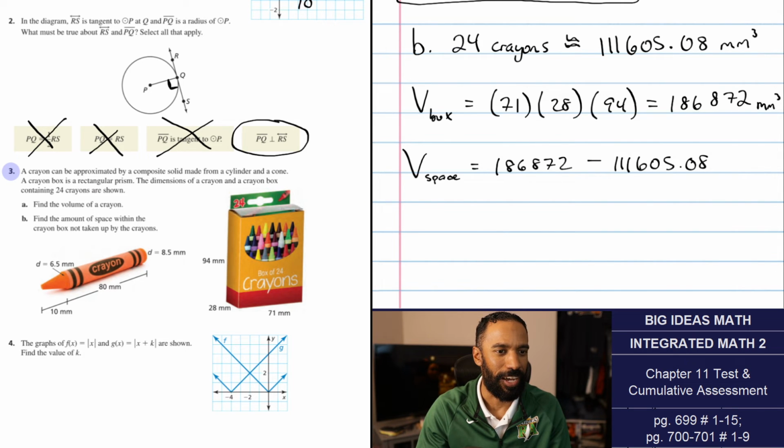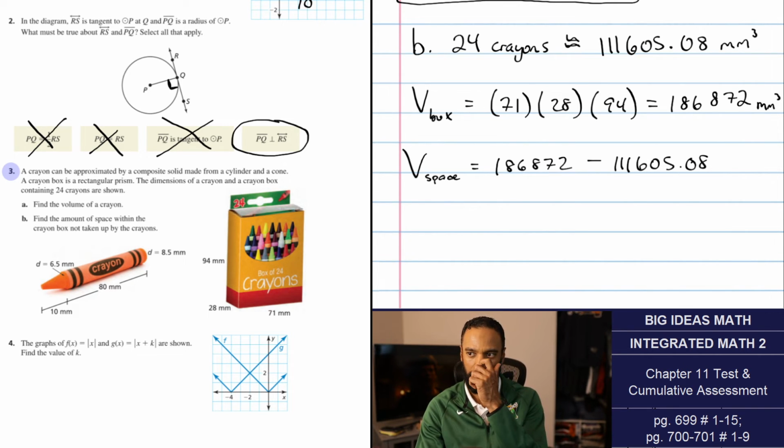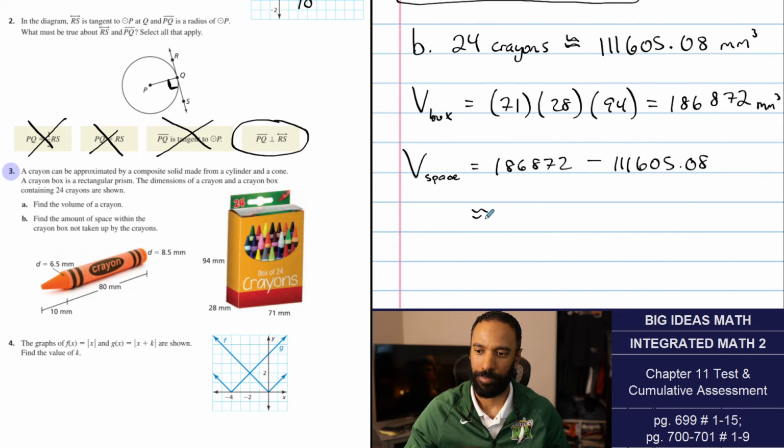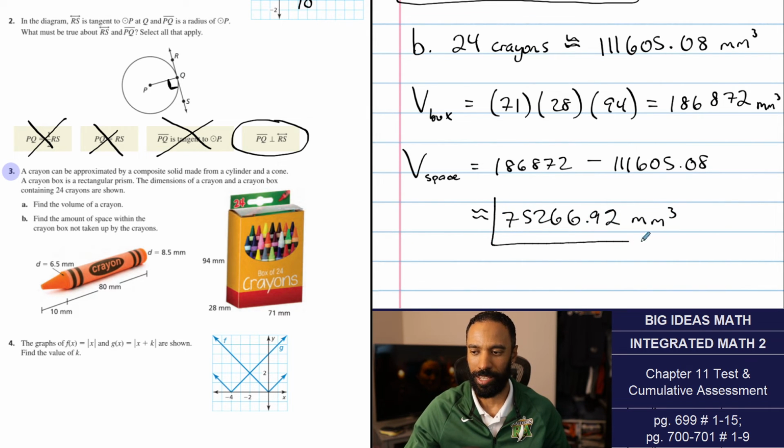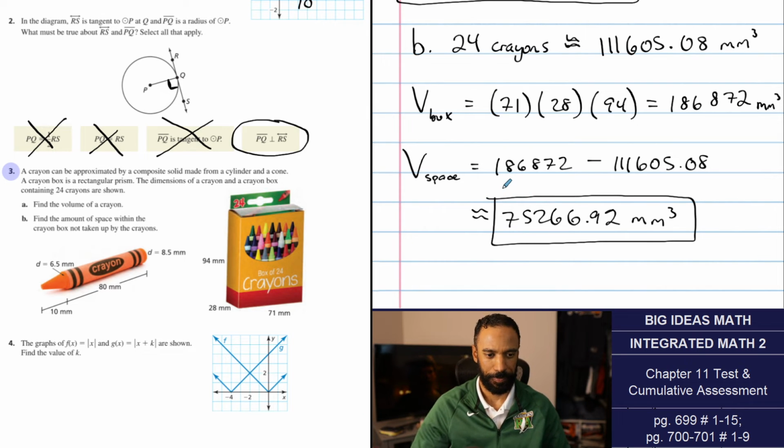Let's see. 186872, minus the previous answer, 1116.105. Okay. We're going to get 75,266.92, still rounded though. 75,266.92 cubic millimeters of empty space.